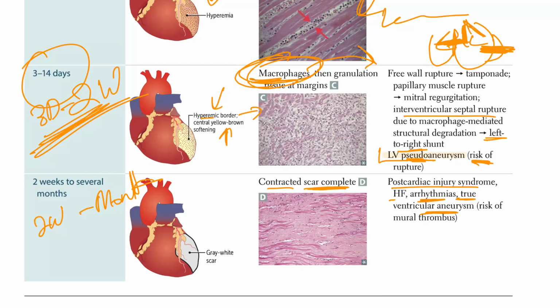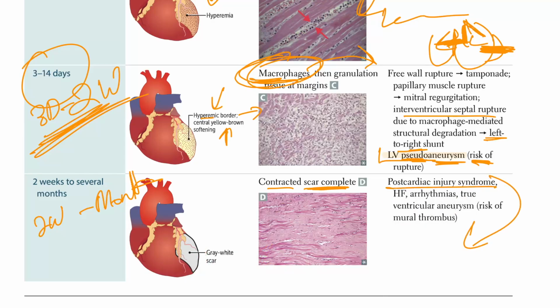Okay, true ventricular aneurysm. So pseudoaneurysm was on top. Here you have true ventricular aneurysm, which can lead to mural thrombus. Why true ventricular aneurysm? Because the scar is not as strong, so an aneurysm would form here, right? When you're trying to contract, an aneurysm can form, and the blood will stay here. When the blood stays here, it can lead to thrombus formation, right? With the blood stasis.